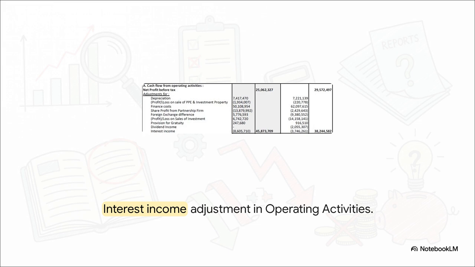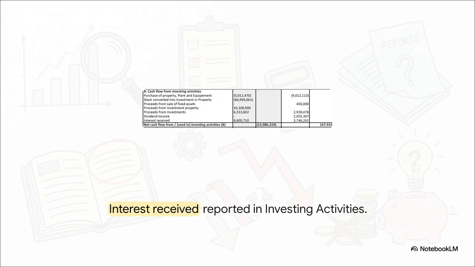The company has deducted just over 8.6 million Indian rupees from its net profit before tax. All right, nothing crazy so far, right? Just standard procedure, backing out interest income from operating activities. But let's check out the next piece of evidence.